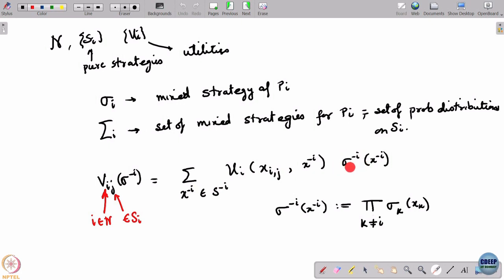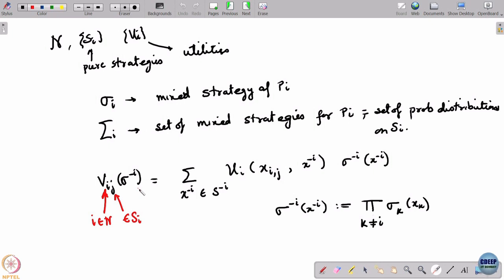No, with the sigma minus i probability. Sigma minus i is simply the product of the mixed strategies, the probability with which the others are playing their own pure strategies. Player k plays pure strategy x k with probability sigma k of x k. You take the product of that. That gives you the probability with which, say, x minus i is going to be played, and you are fixing your own pure strategy at x i j, and asking what payoff I am going to get from my jth pure strategy.